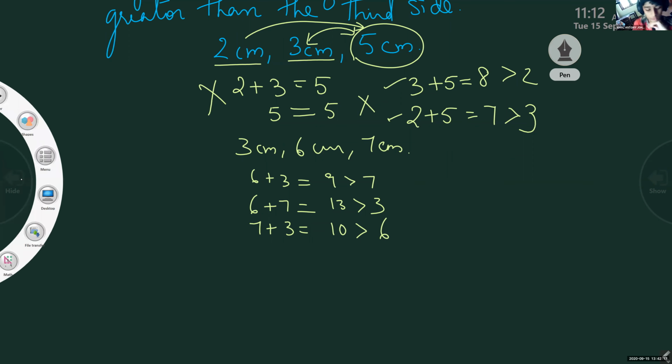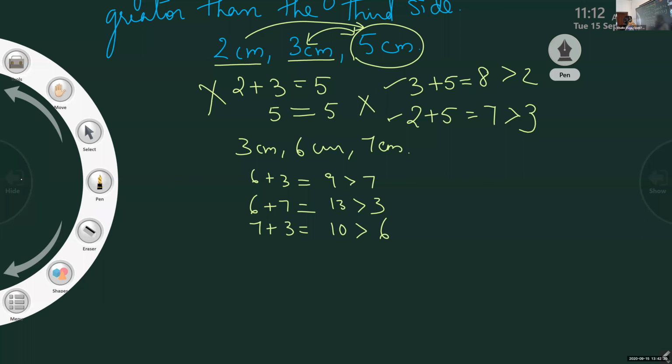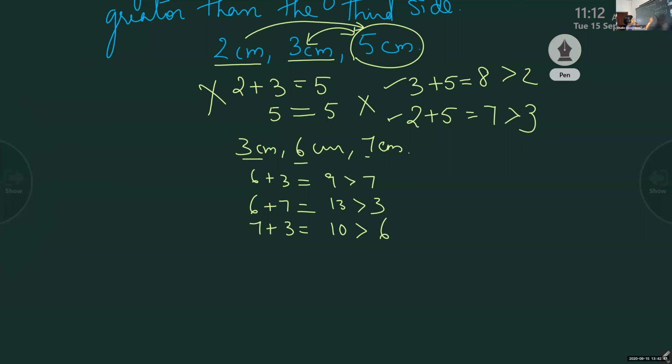This is the rule: the sum of two sides should be greater than the third side. Ma'am, I have a doubt. When comparing with the other side, how do we get 7? When you take 3 and 6, the other side is 7. When you take 6 and 7, the other side will be 3. Okay, ma'am. Thank you, ma'am.